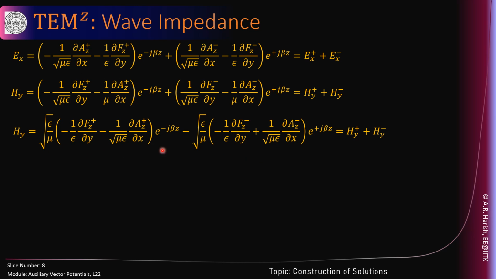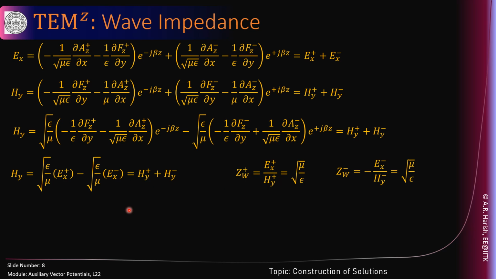Look at this one. Compare it with this term here. It is exactly the same, which is nothing but Ex plus. And look at this quantity here. This term is exactly the term which is sitting here, which is Ex minus. Therefore, we can write Hy as square root of epsilon by mu Ex plus minus square root of epsilon by mu Ex minus, which is that term there, which is the same as this term here, which is equal to Hy plus plus Hy minus. And we can define wave impedances Z wave plus and Z wave minus as Ex plus upon Hy plus, or minus Ex minus upon Hy minus, and they will be equal to square root of mu by epsilon.